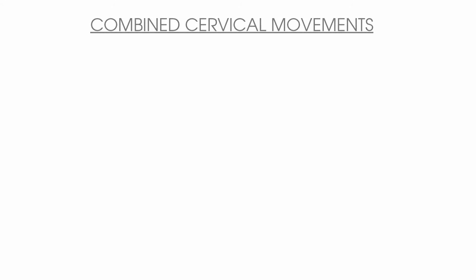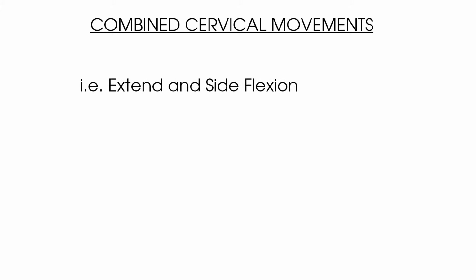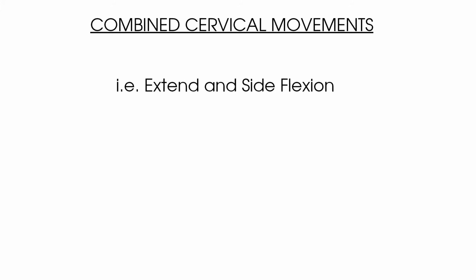Now, a quick note on combined movements. Combining movement in one plane with that in another plane can give us even more information about our patient's condition. An example of a combined movement may be asking our patient to extend their cervical spine and holding the extension while side flexing to either the right or left. So what extra information does this give us?